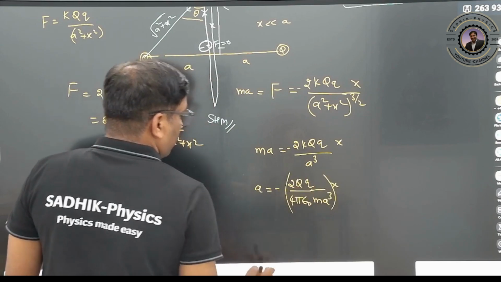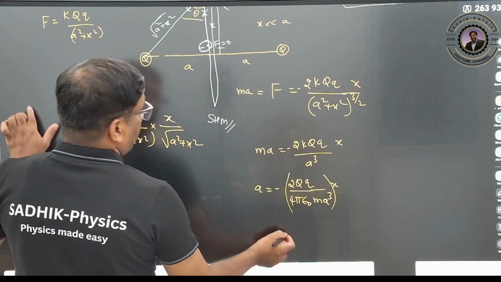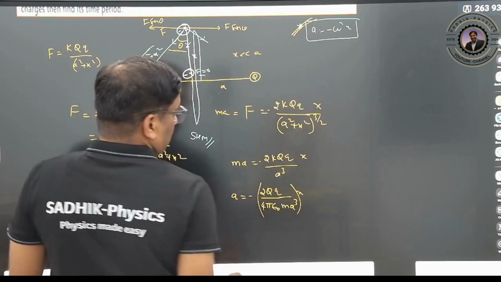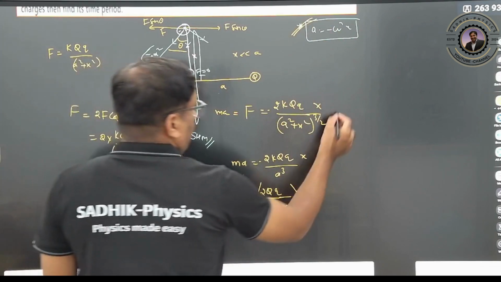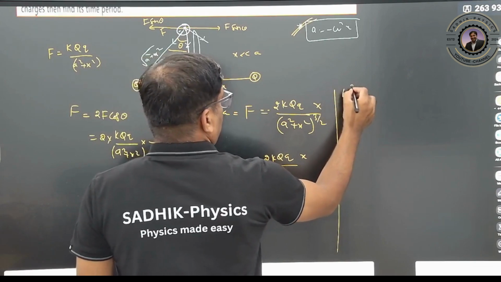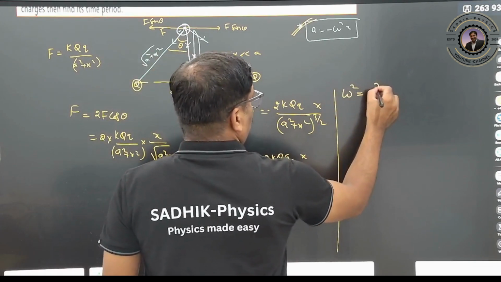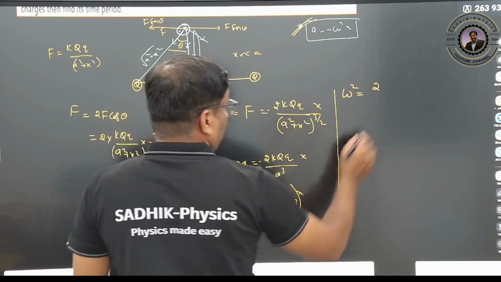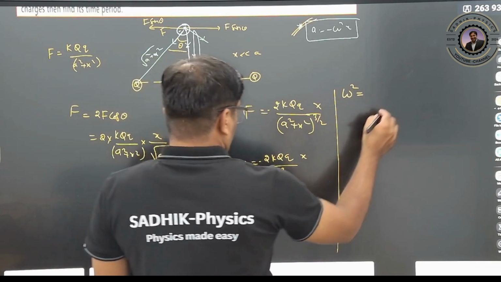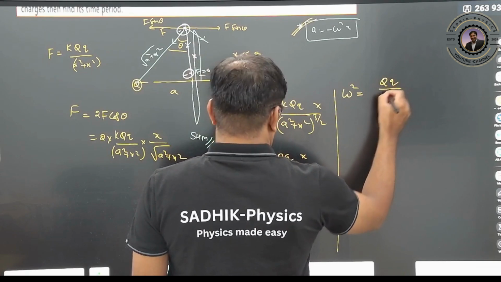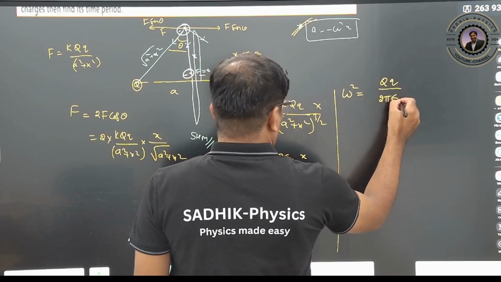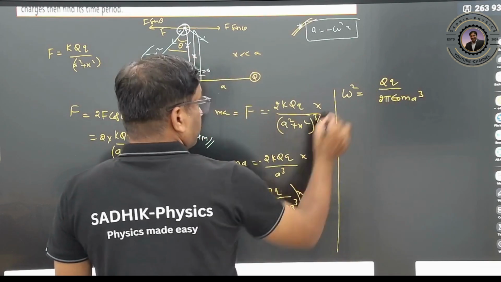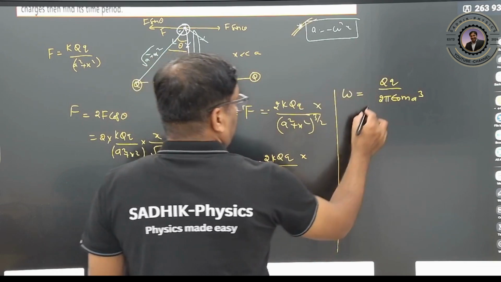So, how does it look now? Exactly our simple harmonic equation here. So, what will happen now? Therefore, here you can rewrite it as omega square equal to 2, and the 2 can be cancelled again. So, Qq by 2 pi epsilon naught into m into a cube. Clear? So, then omega square, this is a root.